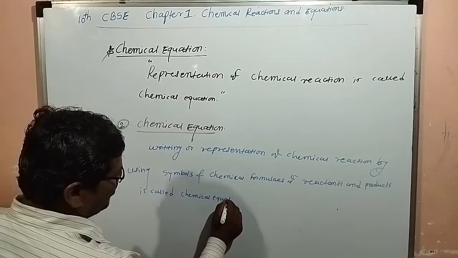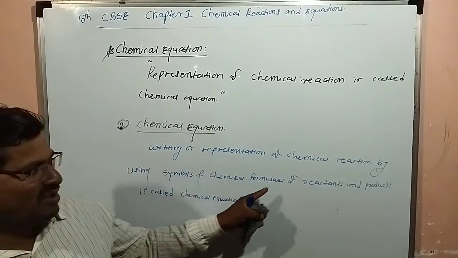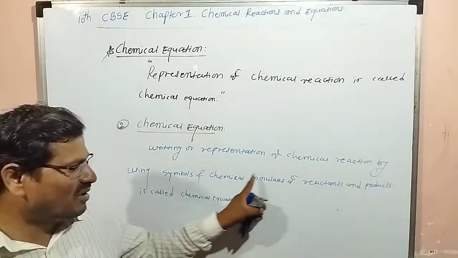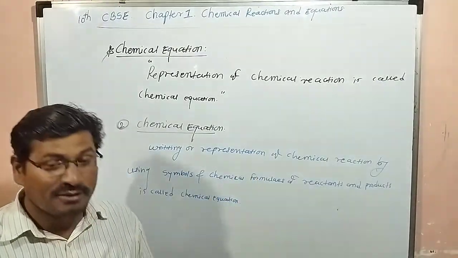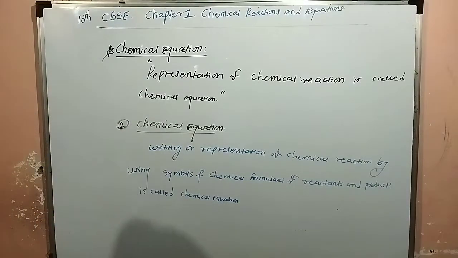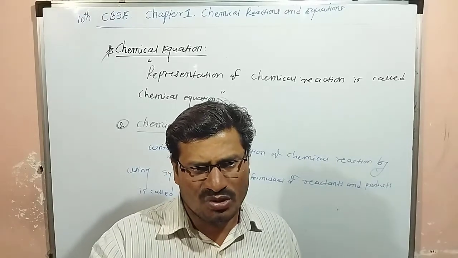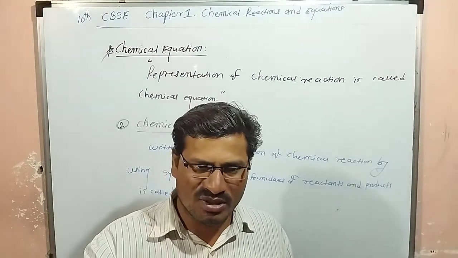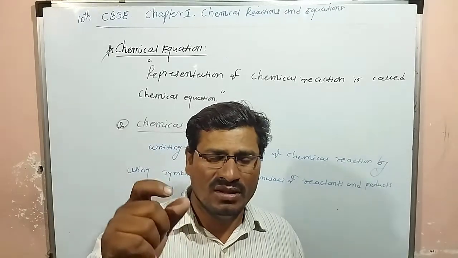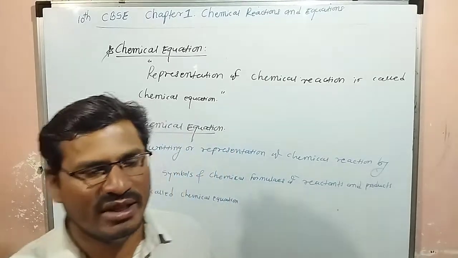So you might have understood what is meant by chemical equation. It is the writing or representation of a chemical reaction by using symbols or chemical formulas of the reactants and products. Then you are saying this is a chemical equation. Another, in simple way you can tell, it is the shortest way of the representation or writing of the chemical reaction by using symbols and chemical formulas of the reactant and product.